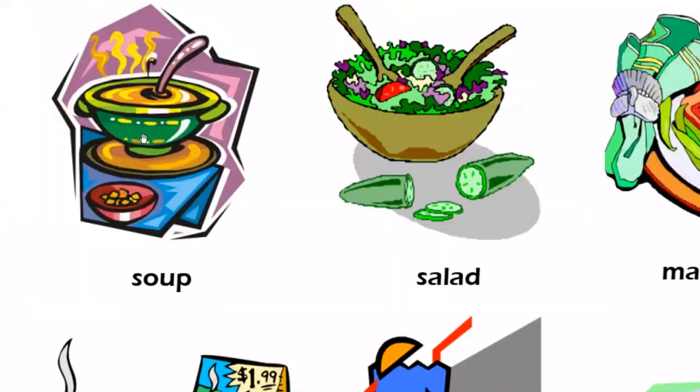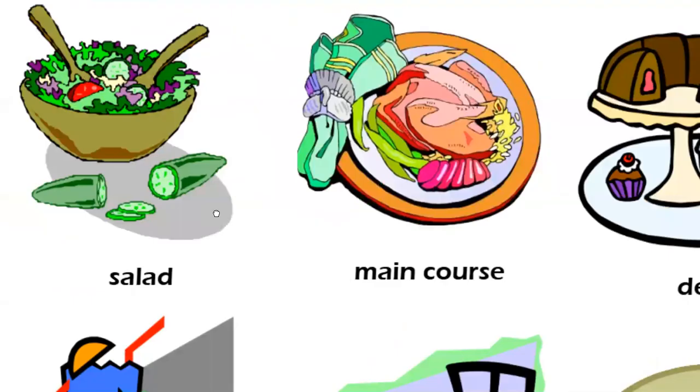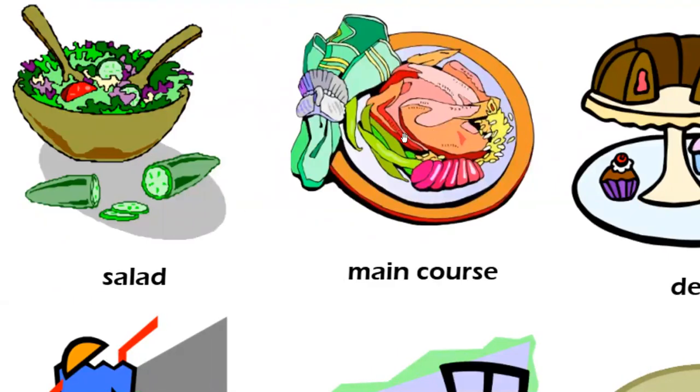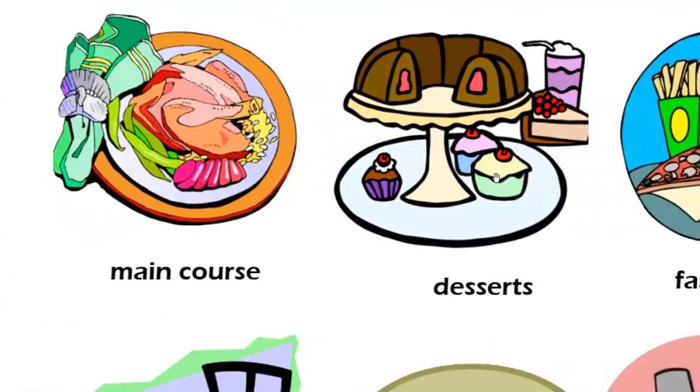For example, we have a soup. Here you can see that it is a liquid dish that is served hot. Then we have a salad, where we have some vegetables on it. And then normally, after you eat the soup and salad, you eat the main course, that in Spanish will be plato fuerte. Here you normally eat fish or meat. Then after you finish the main course, you can have a dessert, that normally is something sweet, like a cake.